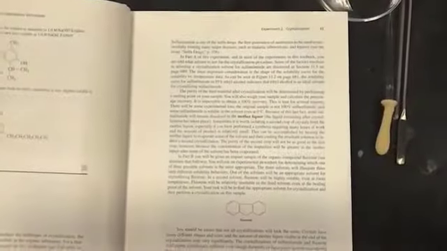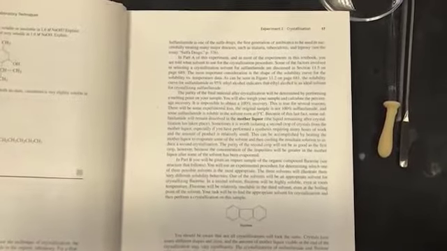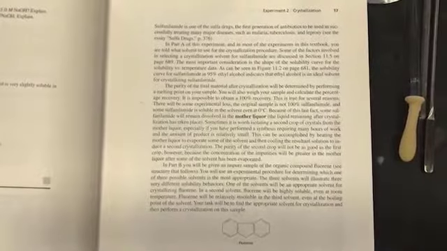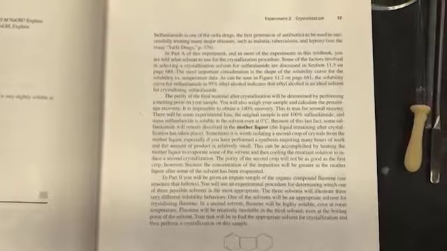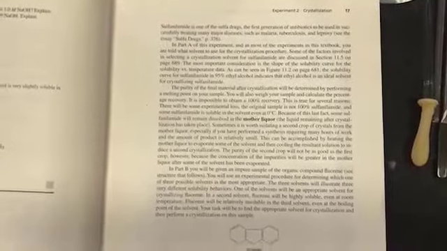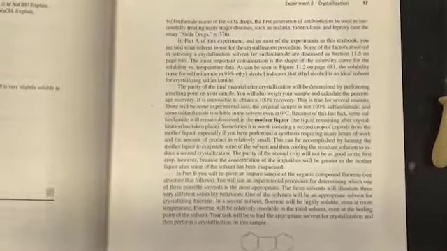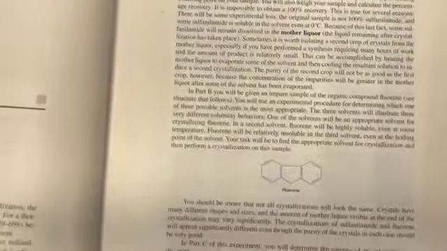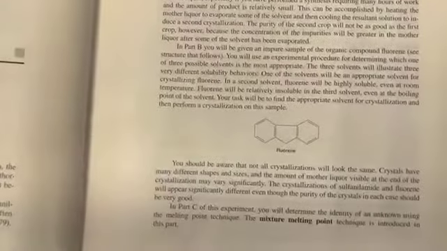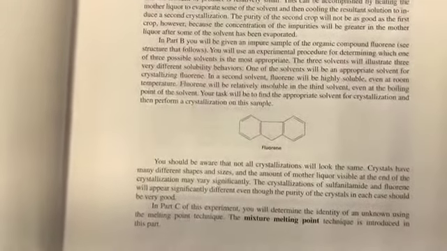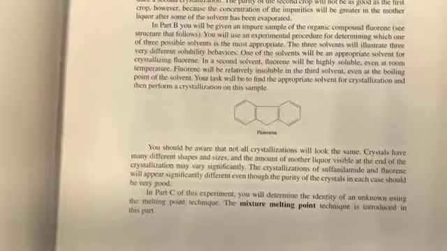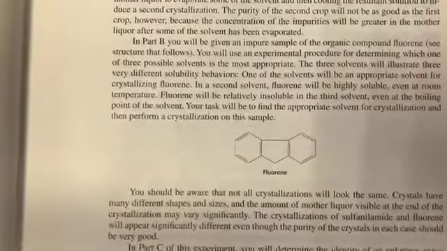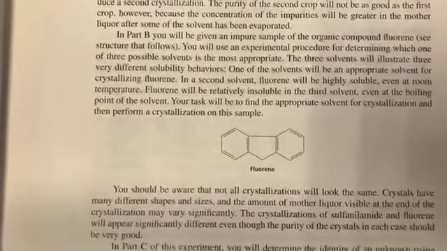This experiment is divided into 4 parts, part A, B, C, and D. In part A, you will crystallize the impure sulfanilamide using the crystallization solvent, which is 95% ethanol. In part B, an impure sample of an organic compound, fluorene, is given, but the crystallization solvent will not be given. So you need to first figure out the crystallization solvent, and then you will crystallize the impure fluorene using the procedure of part A, and then find out the melting point and everything.